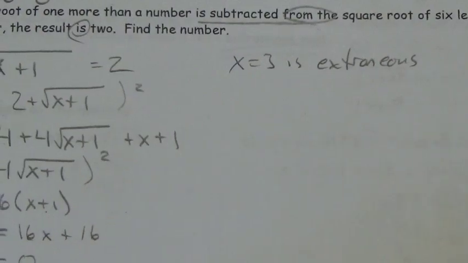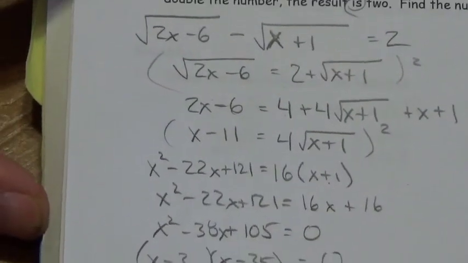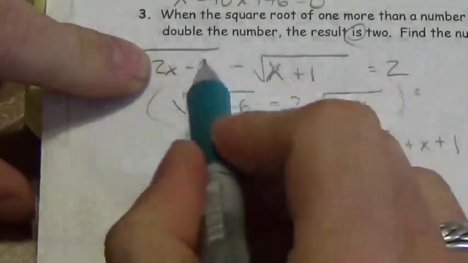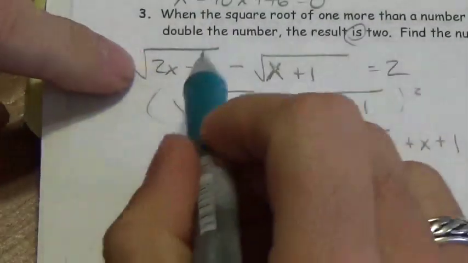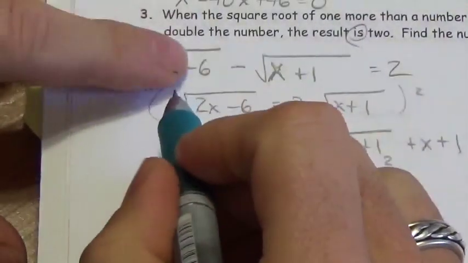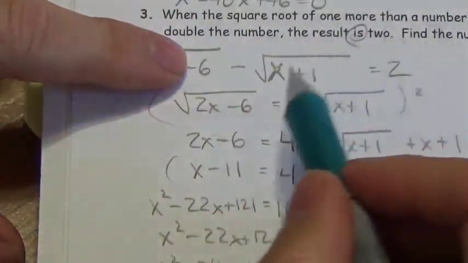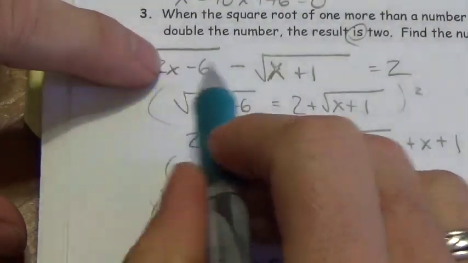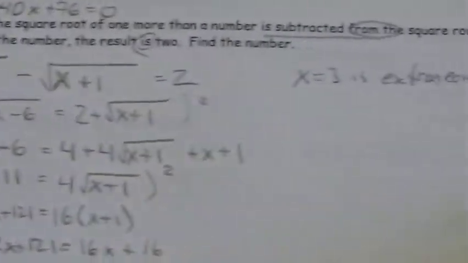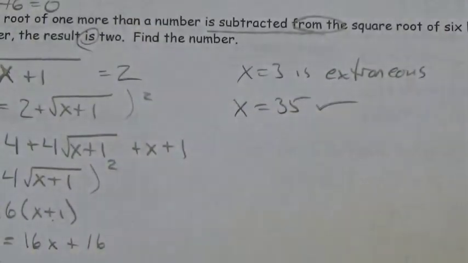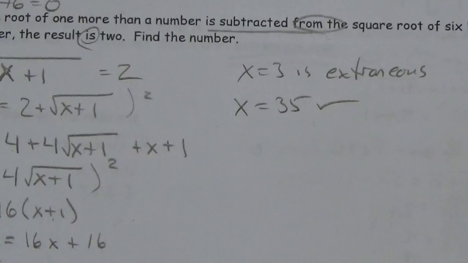Now, let's check 35. Okay, 2 times 35 is 70. Minus 6 is 64. The square root of 64 is 8. Okay, so bear that in mind. This first term here becomes 8. 35 plus 1 is 36. The square root of 36 is 6. 8 minus 6 is 2. That works. So 35 is the answer that we're looking for. We only get one answer in this particular case here.